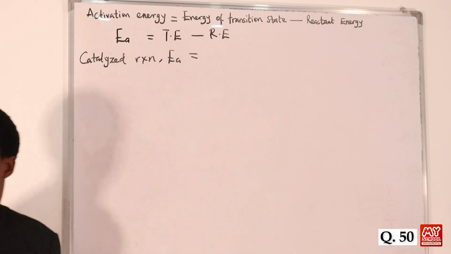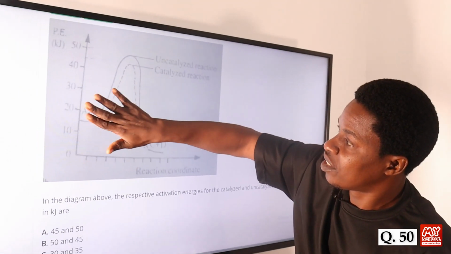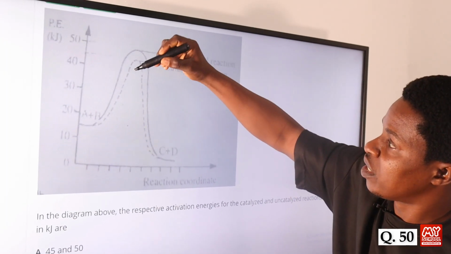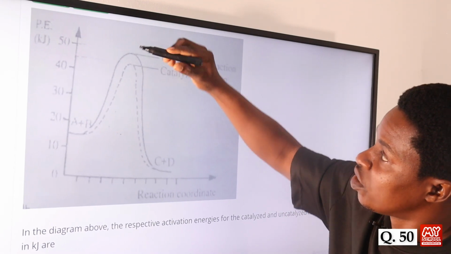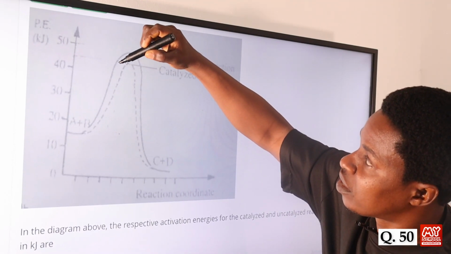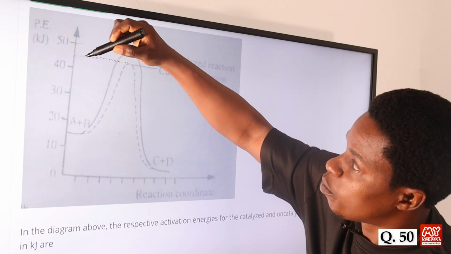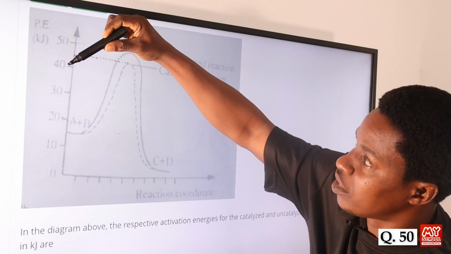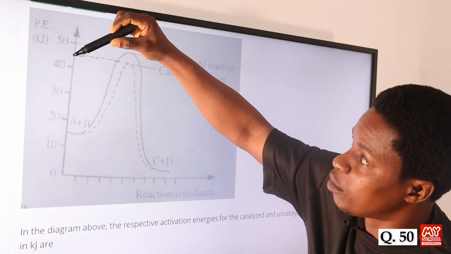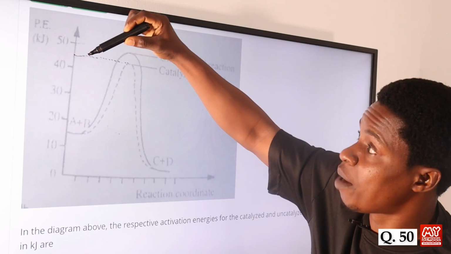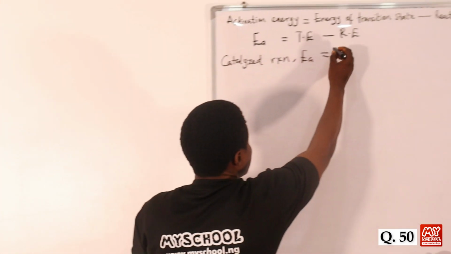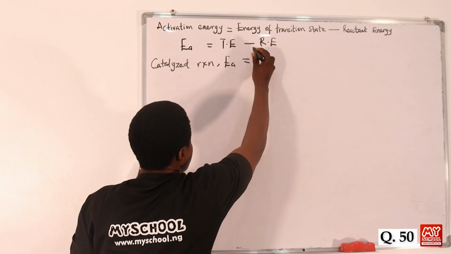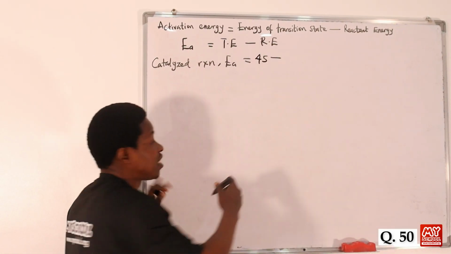Let's look at what the transition energy is. Let me clean up this so that we don't confuse things. So the transition state, this is the catalyzed reaction. You can see it's been labeled here. So this is the point here. Let's trace that, just extrapolate it to this point here. So if here is 40, here is 50, then the half here will be what? 45. So at this point, this is 45. So the transition energy will be 45 minus the reactant energy.